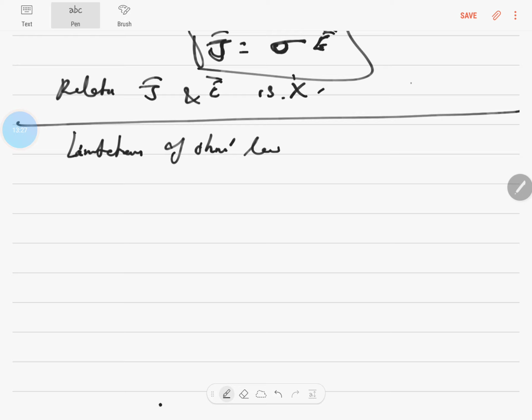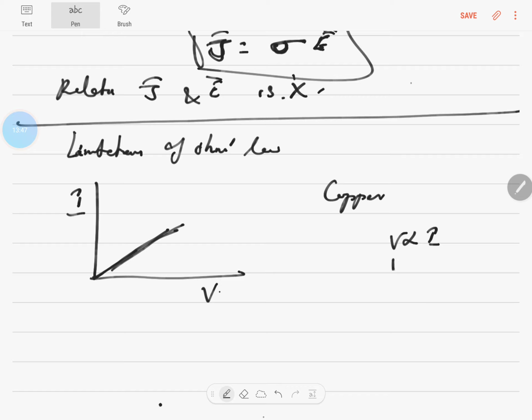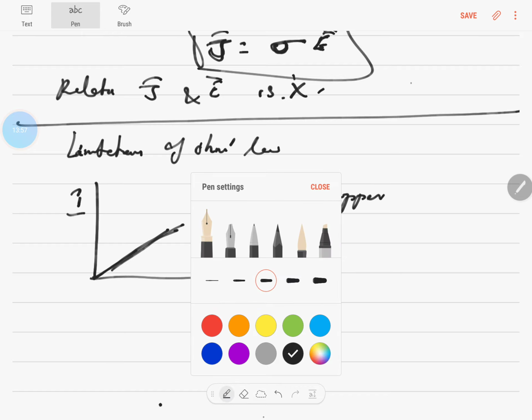The first limitation of Ohm's law is about the copper wire. This is a graph between I and V. For a metal like copper, it's supposed to be a straight line, a linear relationship. V is proportional to I, V is equal to IR according to Ohm's law, at constant temperature, so it has to be linear. But actually, beyond a particular temperature, the conductor is getting heated up and it will become non-linear.